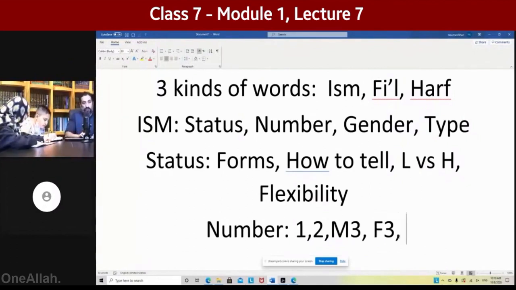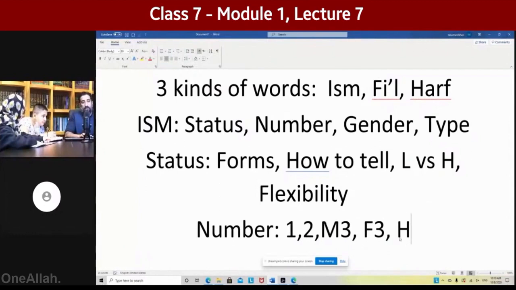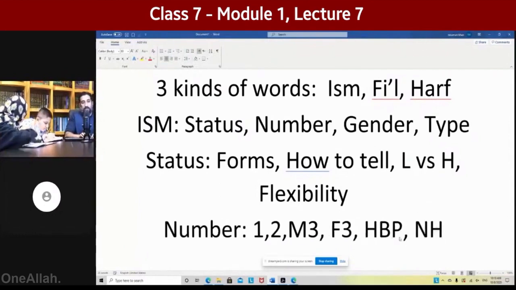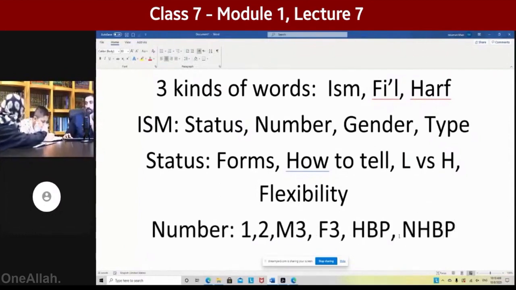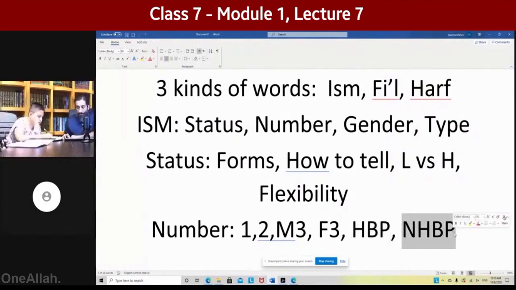So we're in number, and the feminine plural is atun, atin, and atin. Then there's two other crazy things. I'm going to write it as HP and NHBP, which is human broken plural and non-human broken plural. Human broken plurals can be treated like a she, but don't have to be. Non-human broken plurals must be treated like a she. The only way you will know that you're looking at a human or non-human broken plural is if you know what the word means.